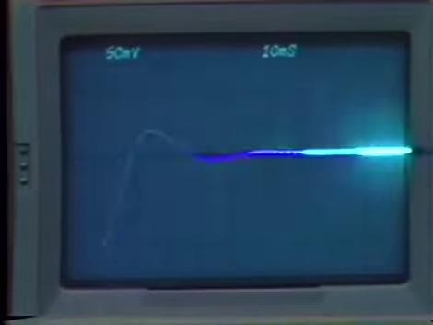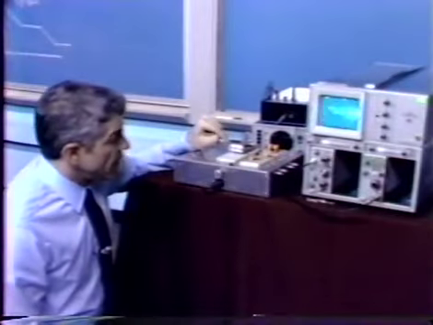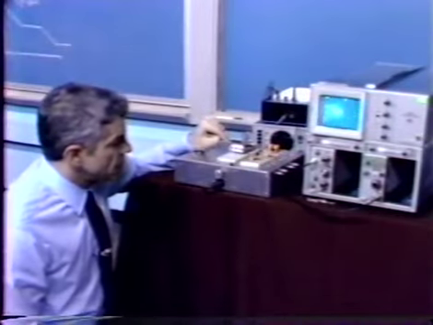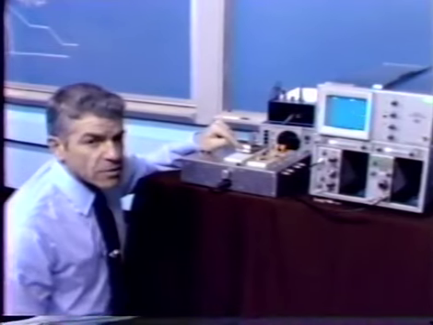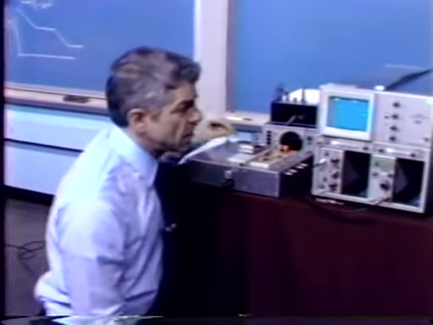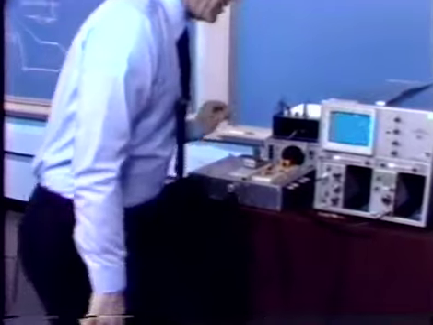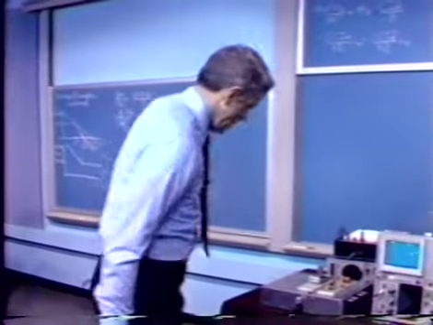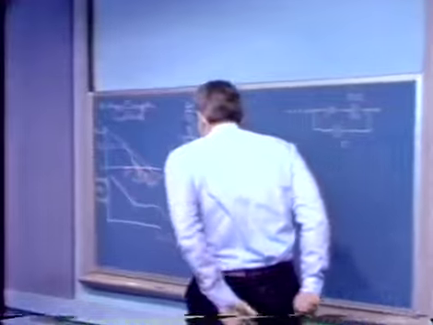Notice that as we did this, I've been moving the pole over 5 decades. I started at 1 megahertz, got all the way down to 10 hertz, and we still get very, very acceptable transient response. So as the pole moves over, in this case, 10 decades in frequency, we still get very acceptable performance.